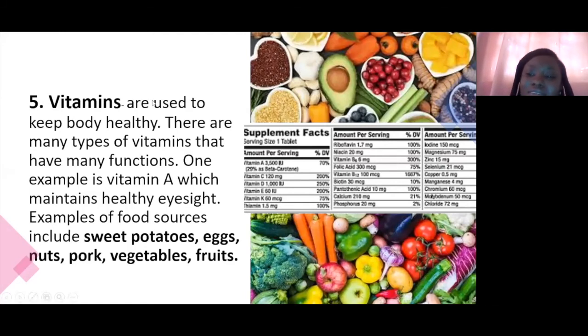Good, good. And there are a lot of foods that are rich in vitamins. There are a variety of foods that are rich in vitamins, right? Some of these are sweet potatoes, eggs, nuts, pork, vegetables, fruits, right? So there's a good variety, very good variety. We mentioned potatoes before. Where did we mention potatoes as a source of nutrient? What nutrient was that? Carbs, yes, awesome. We also mentioned eggs, nuts. We mentioned poultry. We mentioned dairy.